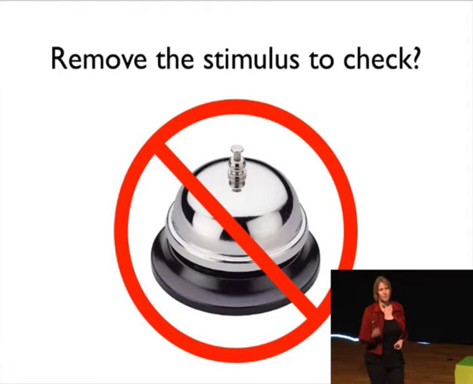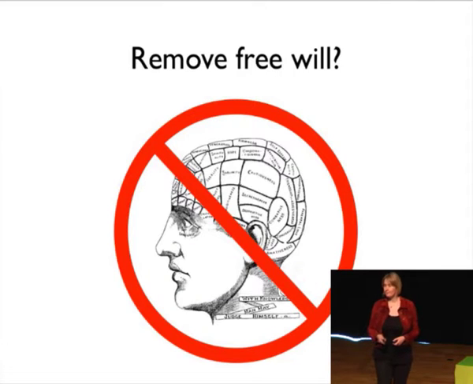We can remove the stimulus to check. We can shut off alerts. And that's actually one thing that I would advise you all to do right away. If you have pop-up alerts or sound alerts when emails come in, get rid of that. Or we could remove free will completely. Not a massive fan of the frontal lobotomy, but it might work. But what I really mean by this is schedule times to check, and shut email off in between.